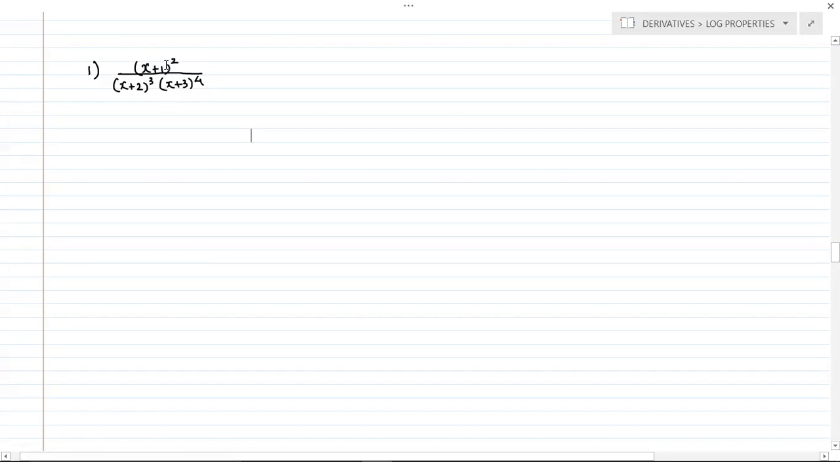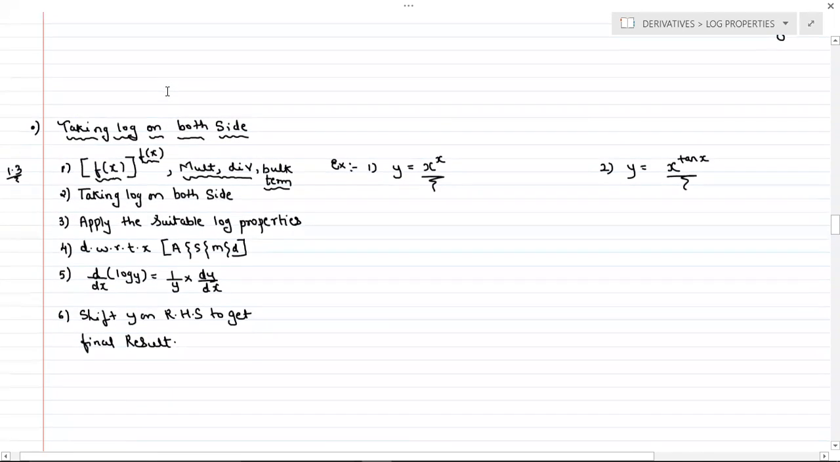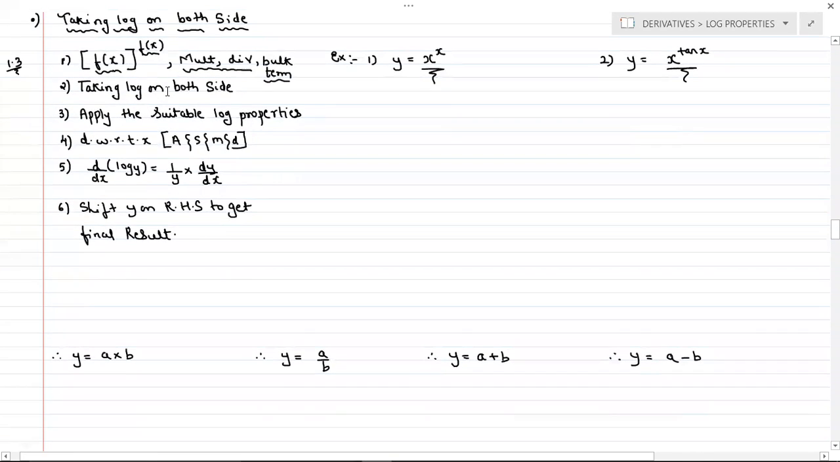So here x plus 1 is a complete one term, x plus 2 the whole cube is the second term, and x plus 3 the whole raised to 4 is the third term. So here we can see that we have more than 2 terms. Whenever you see more than 2 terms, consider it as a bulk term. So here you got the idea of when to take log on both the sides.